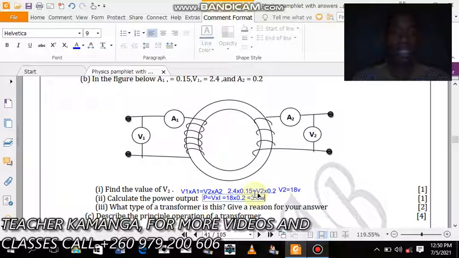Power is measured in watts, so it's very important. We even indicate the SI units, very, very important. So the answer is going to be 3.6 watts as our answer in that case.